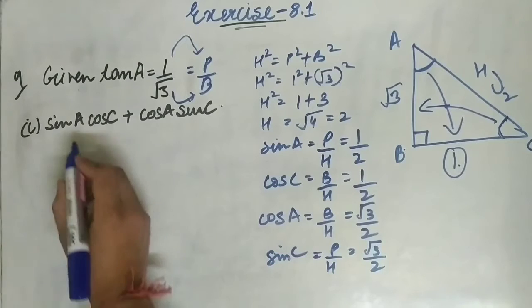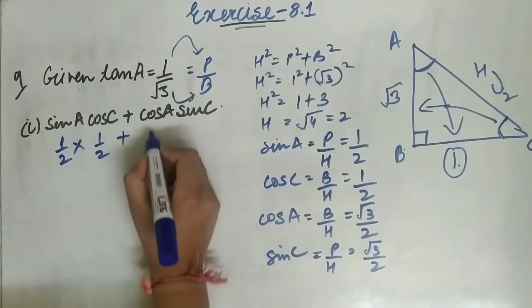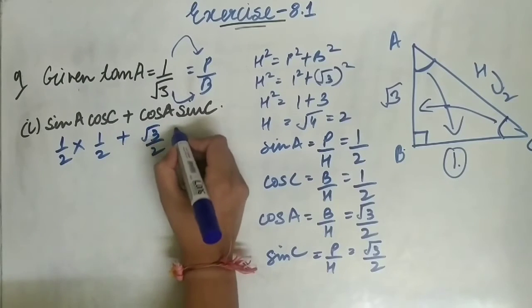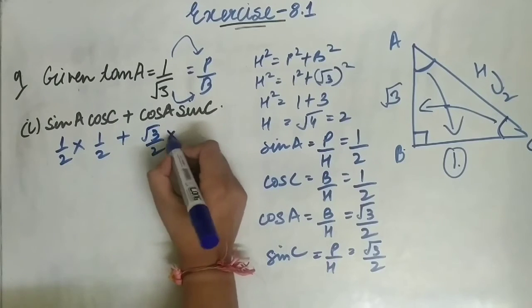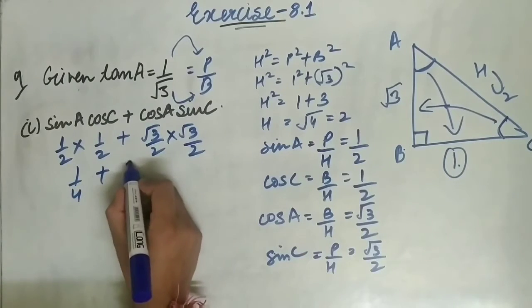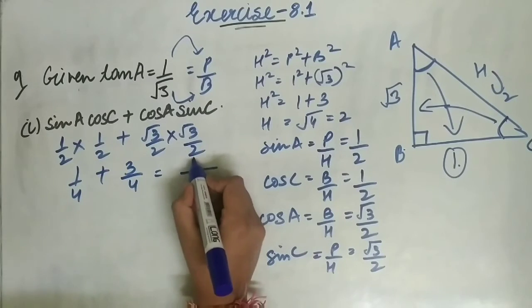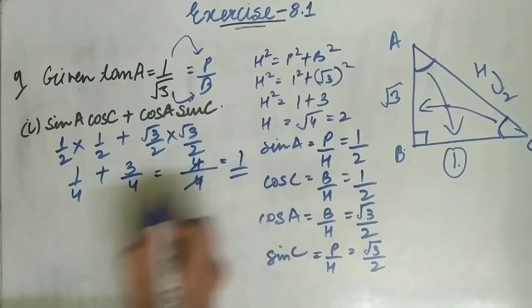Now let's substitute the values. Sin A is 1 by 2. Cos C is also 1 by 2. Plus cos A is root 3 by 2. And sin C is also root 3 by 2. Let's solve it. It's 1 by 4 plus 3 by 4. It will be 4 by 4, which is equal to 1, our answer.